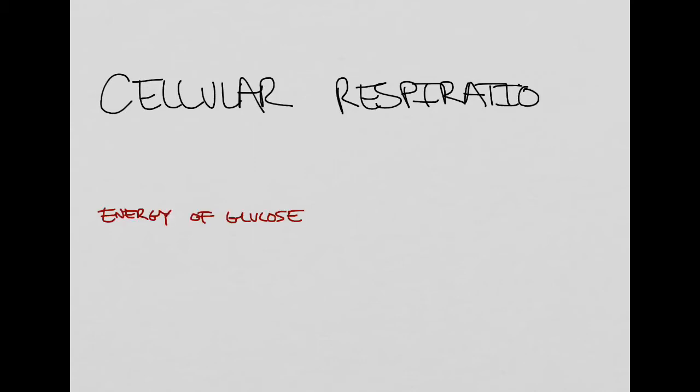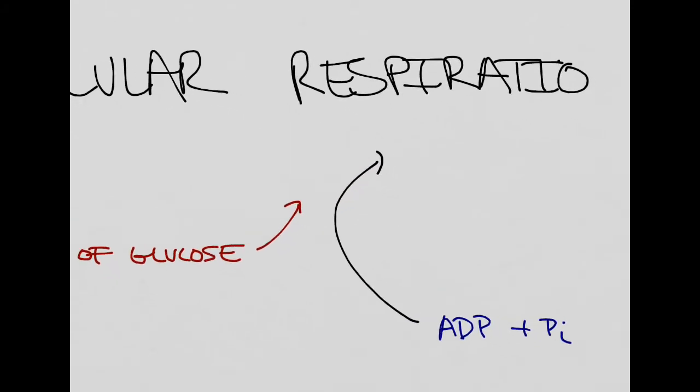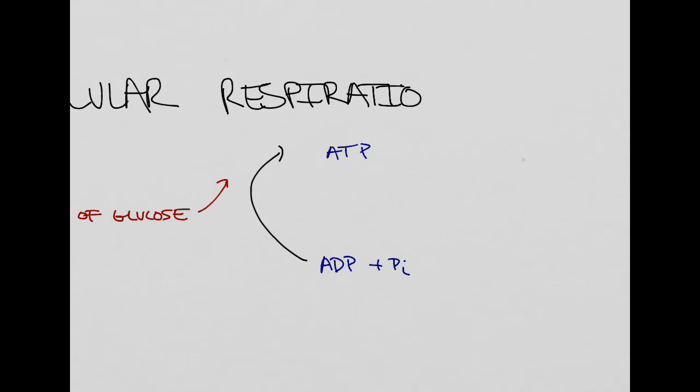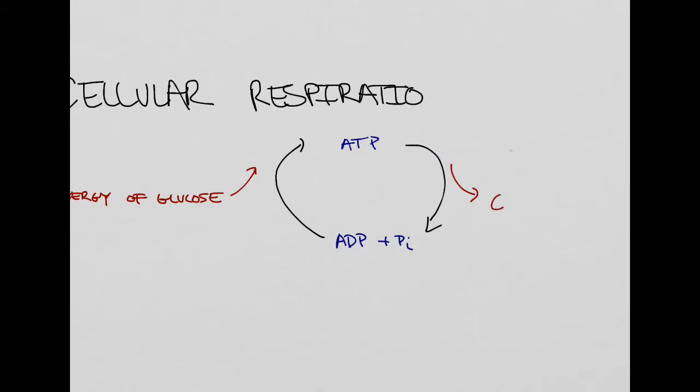Essentially, what we're doing here is burning glucose to take ADP, adenosine diphosphate, plus inorganic phosphate, and recharge this molecule. So we're using the energy of glucose to recharge ADP into ATP, adenosine triphosphate, and we're going to use that to do cellular work.